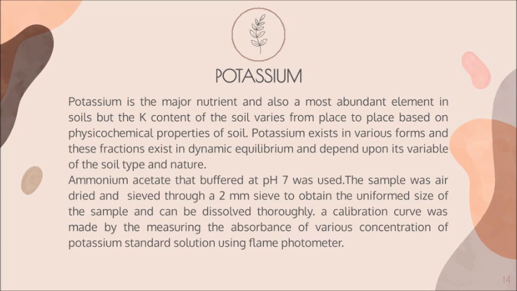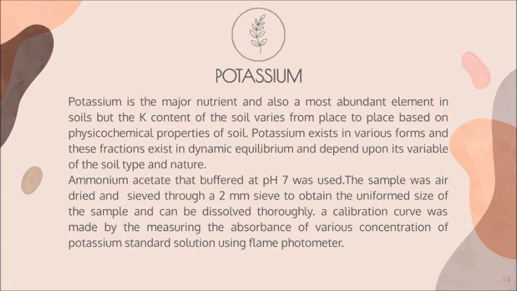Okay, so now we're getting into the result of potassium analysis. Basically, potassium is the major nutrient and also the most abundant element in soils. But potassium content in soil varies from place to place based on the physicochemical properties of the soil. And potassium exists in various forms. For example, it can exist in minerals, non-exchangeable ions, exchangeable ions, and solution.